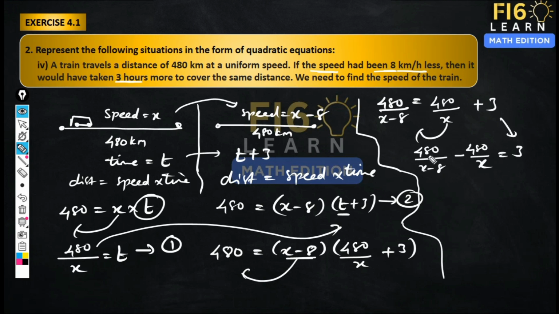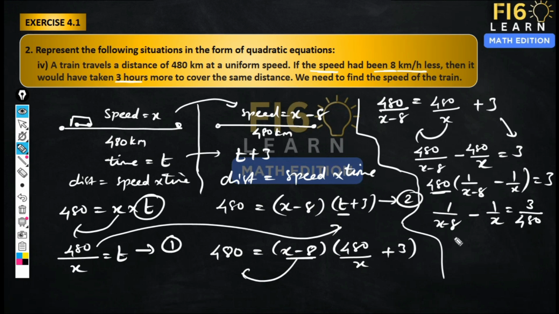You can see 480 is common in both these terms, so we can take that out. 480 is taken out, so in the first term you will be left with 1 by x minus 8, and here you will be left with only 1 by x is equal to 3. Now you can take this 480 to the right hand side, so you will get 1 by x minus 8 minus 1 by x is equal to 3 divided by 480. This will result in 1 by 160. I just cancelled the 3 with the 480, and I will get 1 times 3. Here I have 160 times 3, so I just write it here.